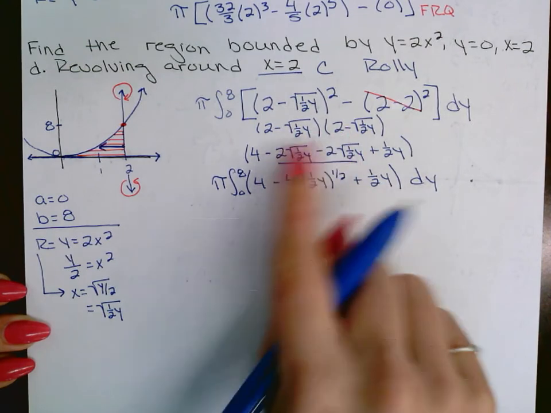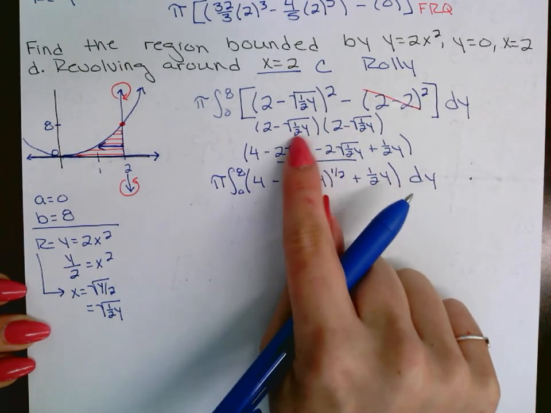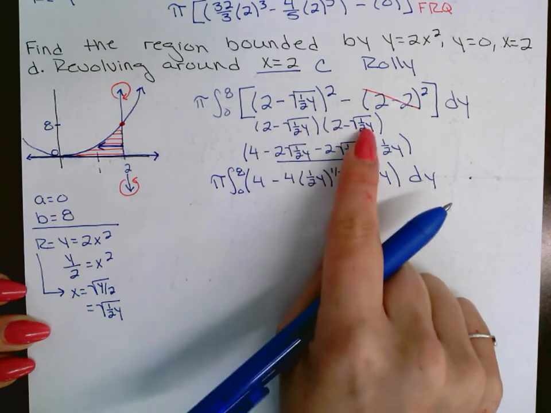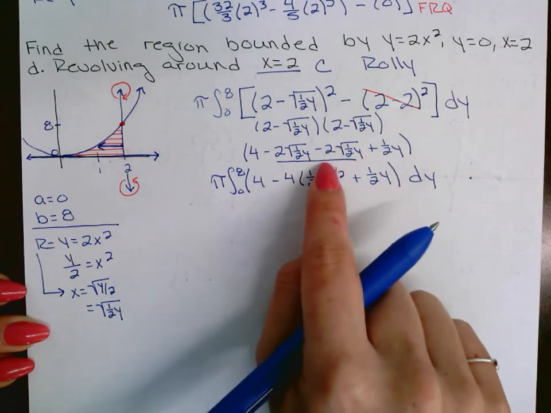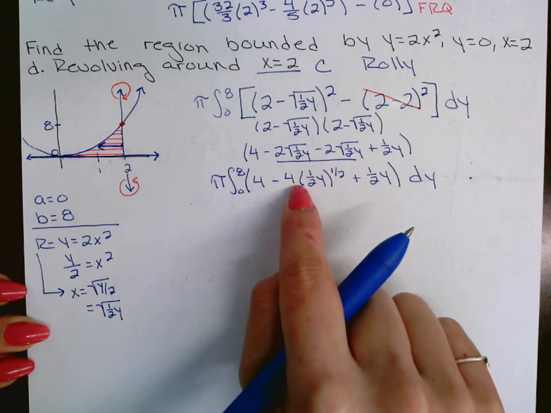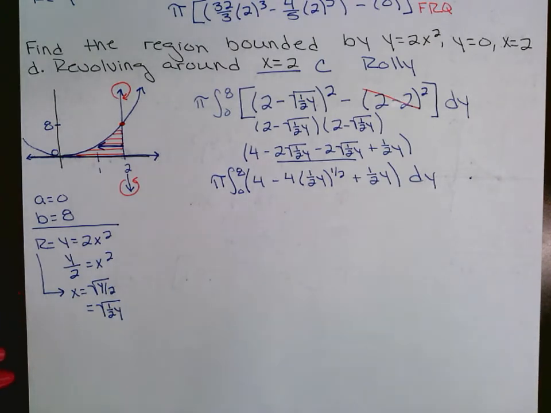So I did 2 times 2 is 4. 2 times this negative radical is one of them, and then it happens again here. And then when I multiply these two radicals, the radicals cancel, and it becomes positive. I combine the two middle terms to be -4, and I just wrote my radical as a 1/2 to make it easy to do the power rule. Okay?